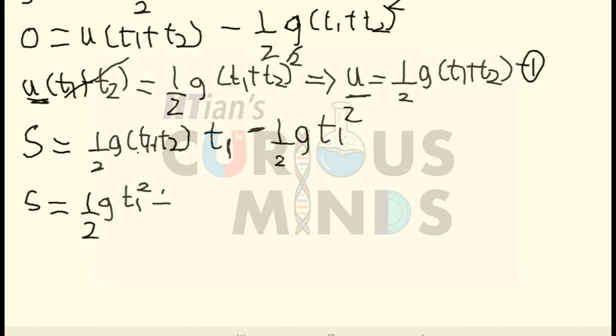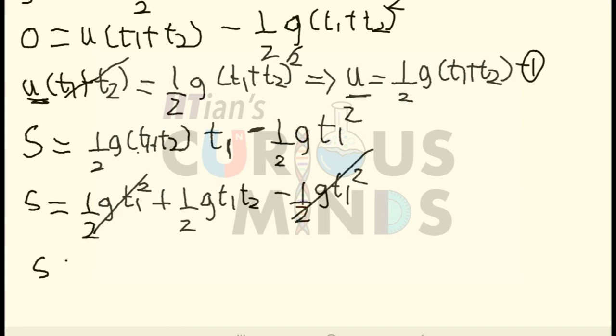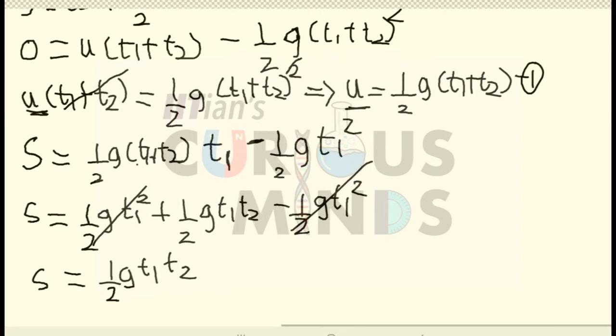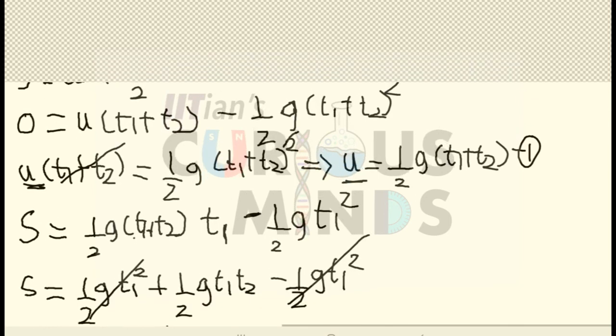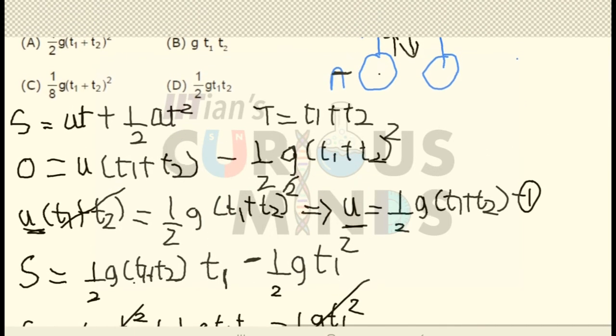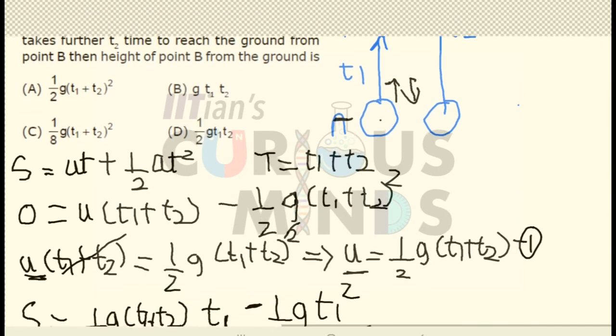So now when I open the bracket over here, it will be equal to half g t1 square plus half g t1 t2 minus half g t1 square. So this part will get cancelled out. So S will be equal to half g t1 into t2. So the total displacement in this case, that is from A to B, is equal to half g t1 into t2, which is option number D.